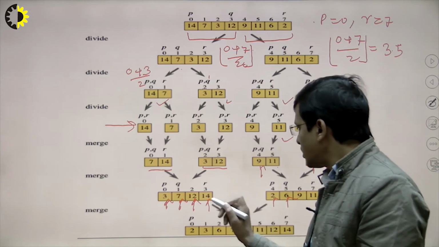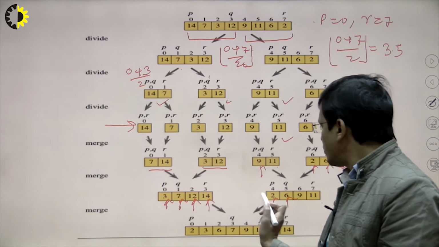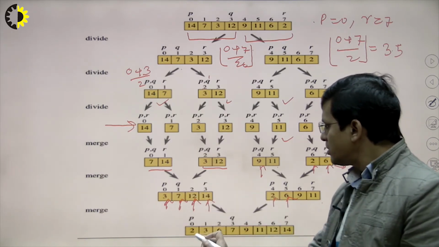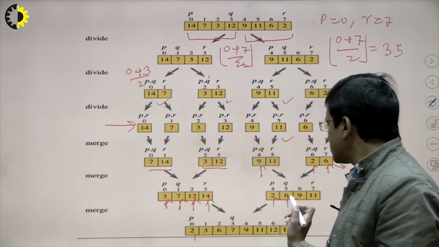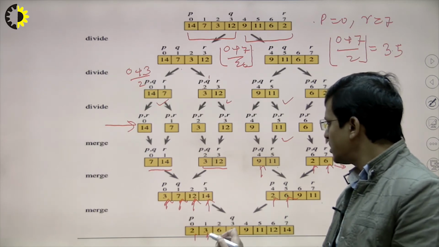Now here again we are using the merge function. So here in merge, we have to compare 2 and 3. 2 is smaller than 3, so 2 will come first, right? Similarly 3 and 6. Which one is smaller? 3 is smaller, so we have to place it here, right?